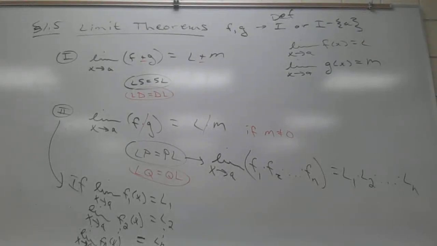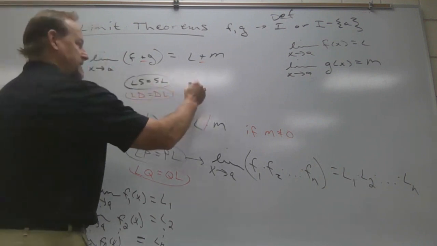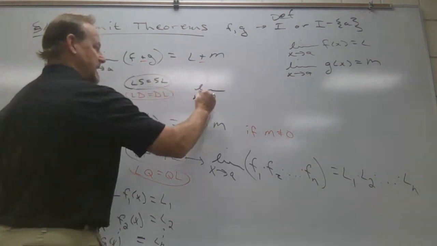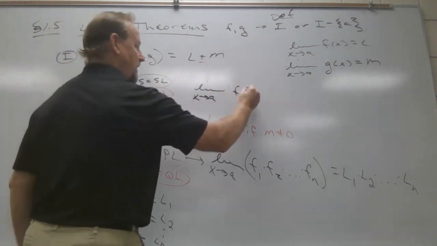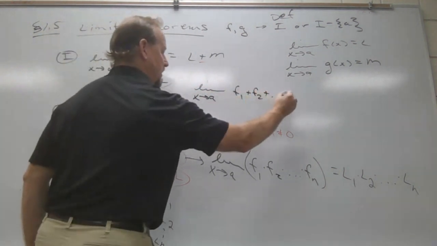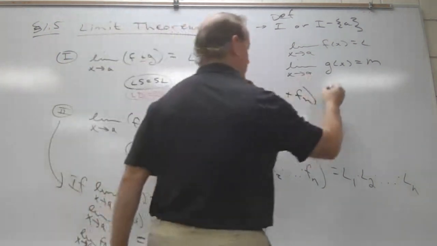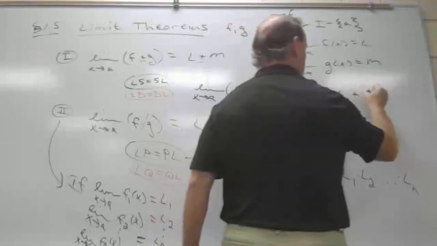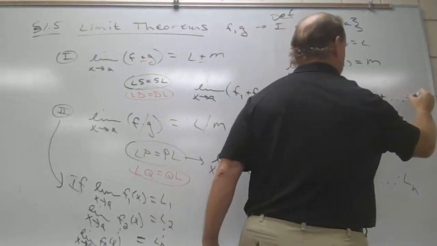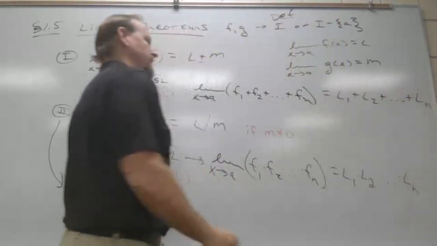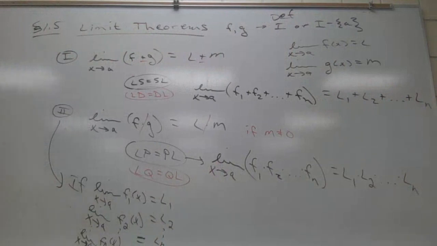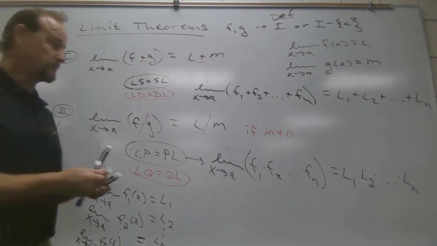We can also say that up here, for number one, that the limit as x approaches a of f1 plus f2 plus, keep going, three dots means that's an ellipsis, keep going in the same fashion. What's this going to equal? L1 plus L2 plus all the way to L sub n, right? So the limit of the sum is the sum of the limits when you have multiple ones, more than just two, right? Three or more.